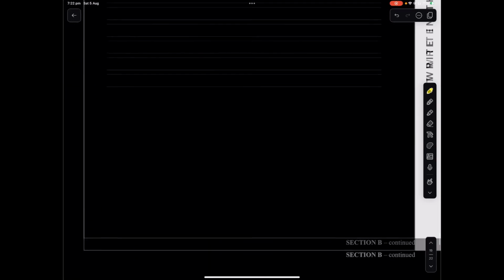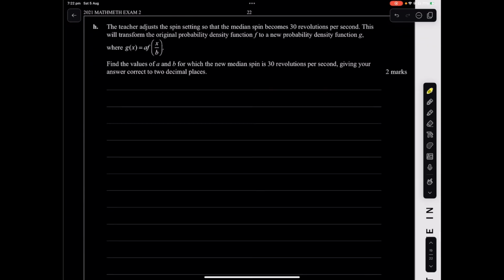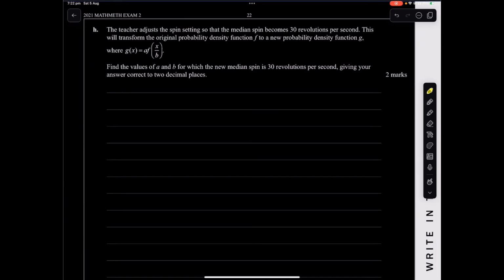Okay, this looks ugly. And yeah, so question 5. The teacher adjusts the spin settings so that the median spin becomes 30 revolutions per second. This will transform the original probability density function f to a new probability density function g. Yep, so there is a dilation by a factor of some value a parallel to the y-axis, and the other one's b parallel to the x-axis. Find the values of a and b for which the new median spin is 30 revolutions per second, giving your answers to this precision.